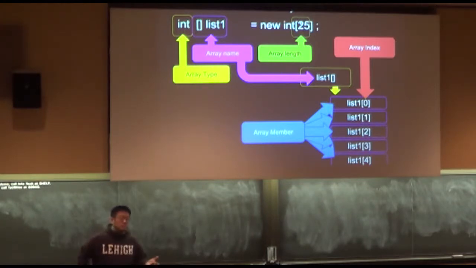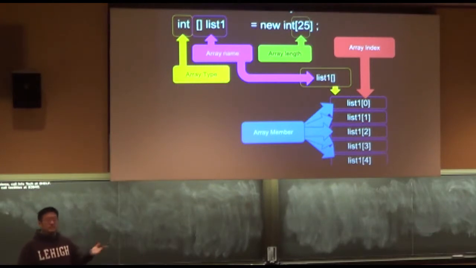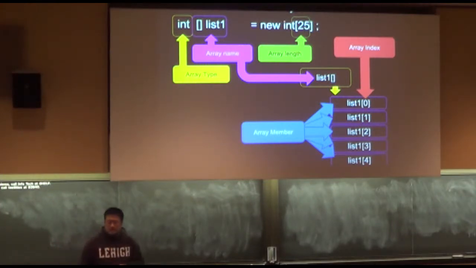Now, if I attempt to use list 1 sub 25 or list 1 sub 100, I'll get a compiler error, or I'll get a runtime error, depending on how it comes up. Both of those cases will result in you doing something called walking off the end of an array. When you try to use a member of an array which doesn't exist because the array is shorter than the member that you're referring to, then you get a runtime error, or a compiler error if it's a constant.